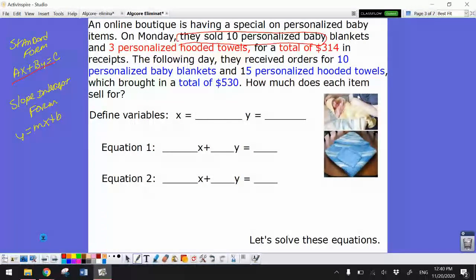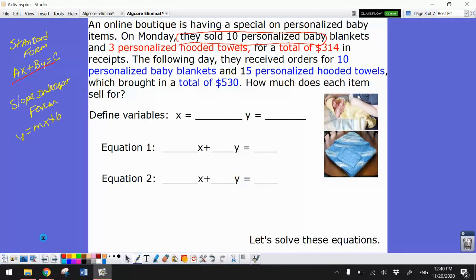So we're going to be looking for two things in a total. And that's going to lead us to two equations. So let's read this and pay attention to what we're buying, or what the story is saying, and where our totals are. Okay, so an online boutique is having a special on personalized baby items.